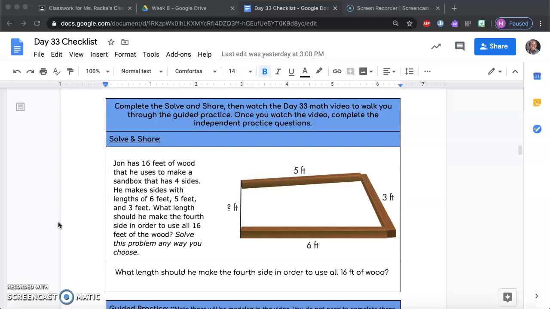So right here, we're going to start by looking at the solve and share. If you have not already completed the solve and share, go ahead and do that now. It just gives you a chance to be able to check your work and see how you're able to do.